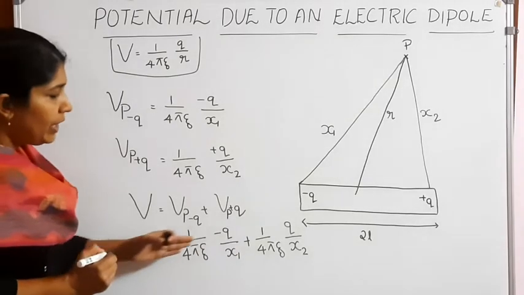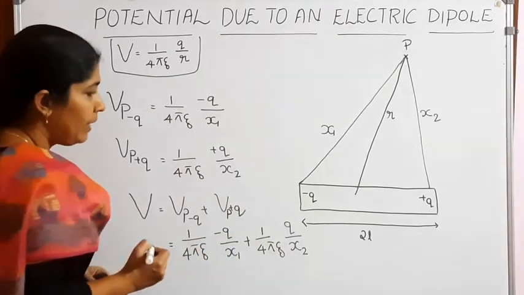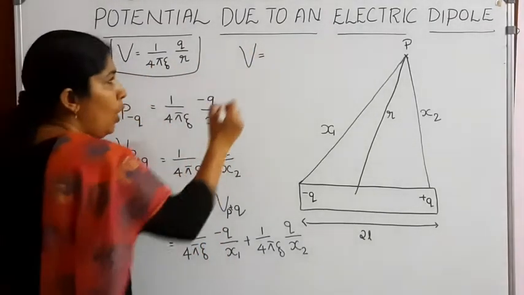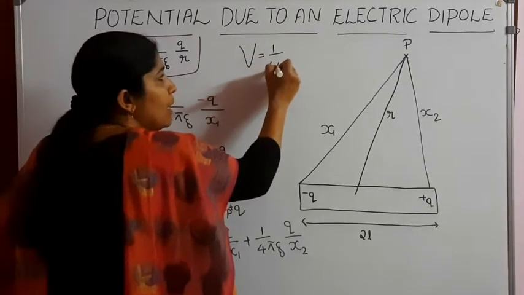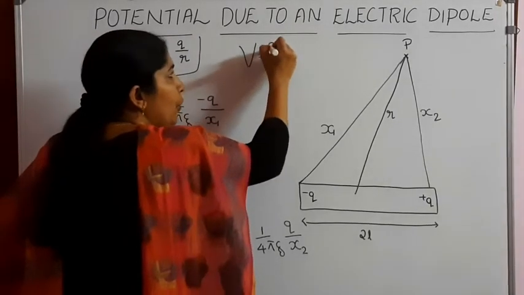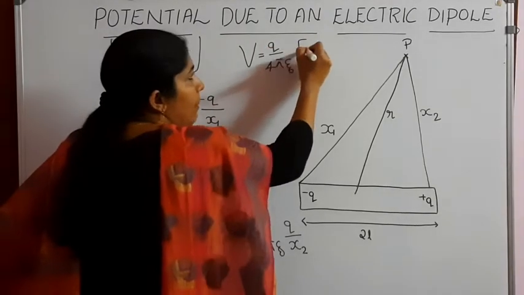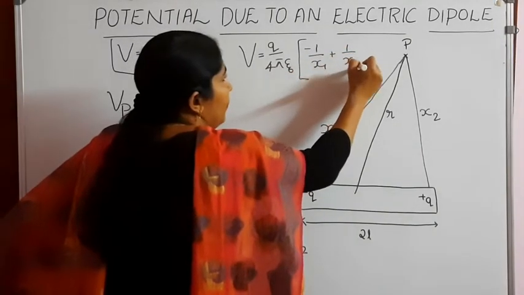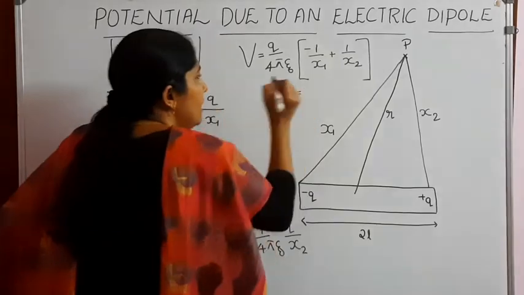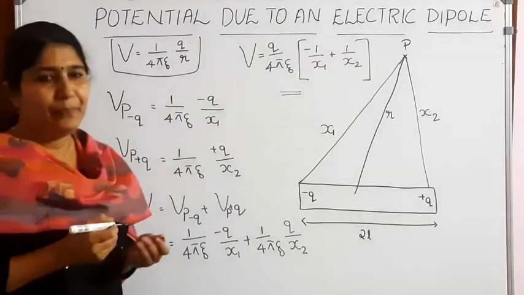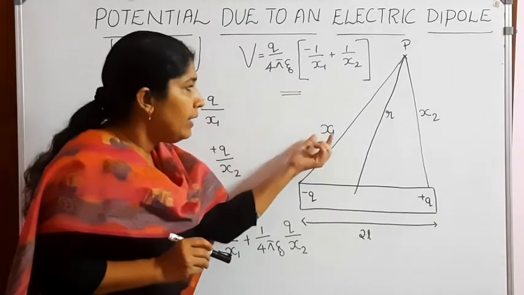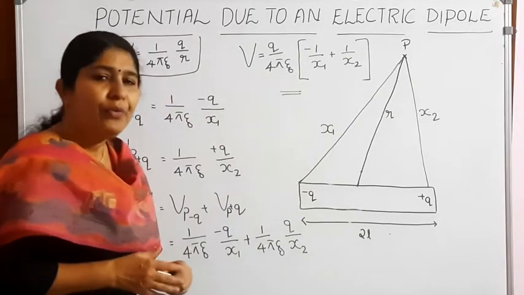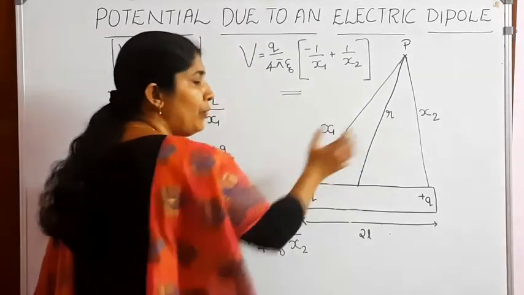Now we can take the common factors outside. Then the total potential V is equal to 1 by 4 pi epsilon 0 into q, taken outside, then minus 1 by x1 plus 1 by x2. This is the total potential at the point P. Now we want to write x1 and x2 in terms of r. First we find x1 in terms of r.